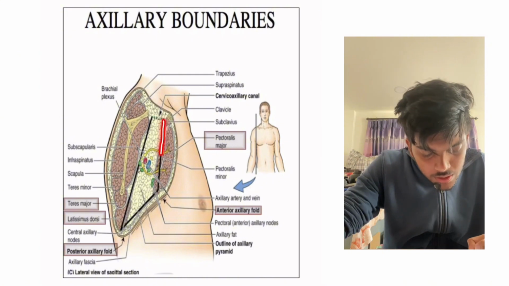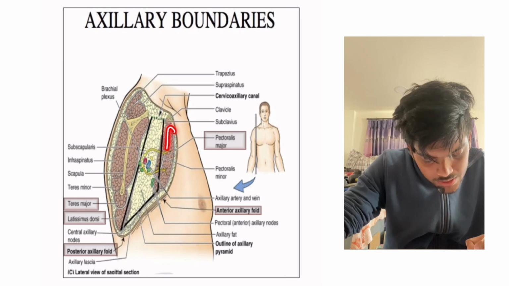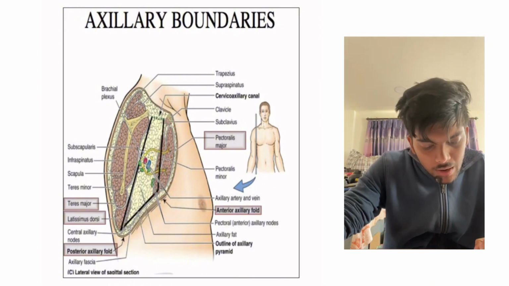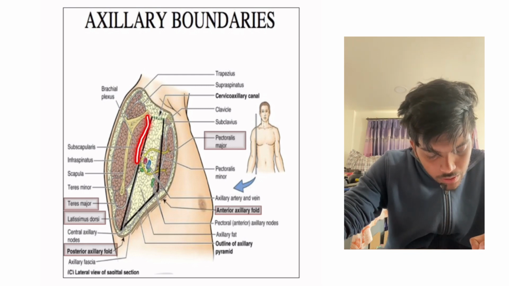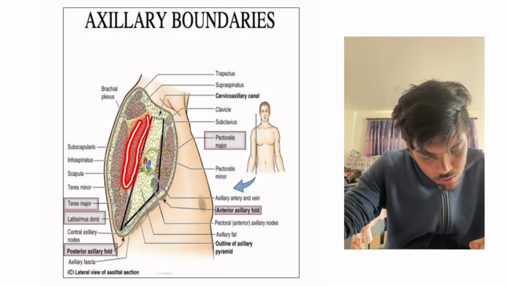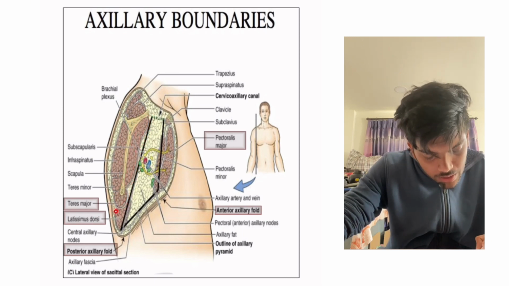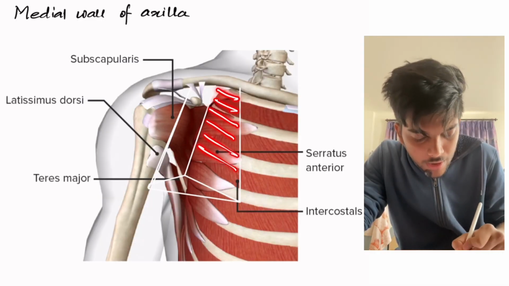As you can see, the anterior wall is bound by the pectoralis major muscle, subclavius muscle, and pectoralis minor muscle, as well as the clavipectoral fascia. And the posterior wall is bound by the subscapularis muscle, teres major muscle, and latissimus dorsi muscle. This right here is the medial wall of axilla.